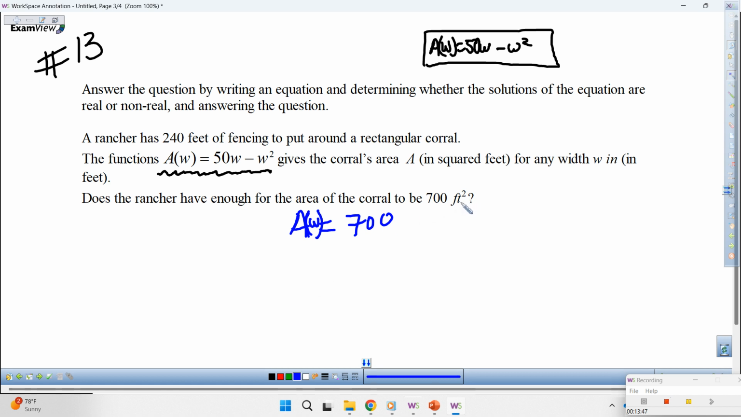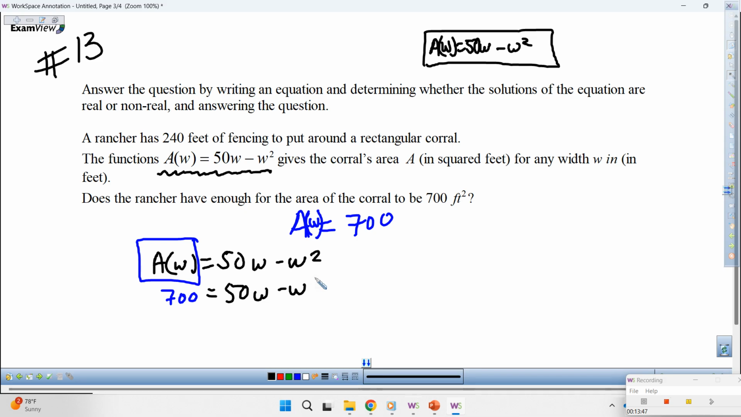So that's the question. Will that be enough for the area of that corral, for the fencing of that corral? So this is what we do. You're going to take your equation, A of W. You already have it written down. But instead of writing A of W, tell your neighbor what we're going to write in there. What do I write there? What do I write there instead of A of W? 700, that is correct. Equals 50W minus W squared.